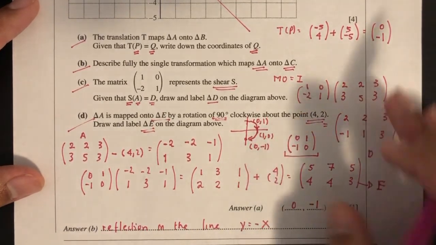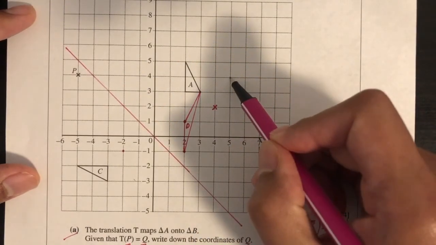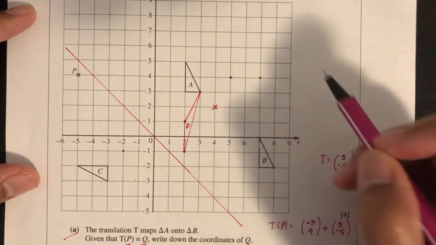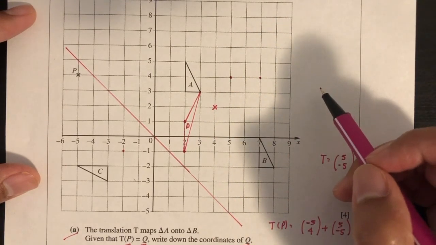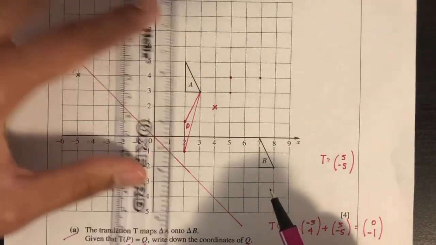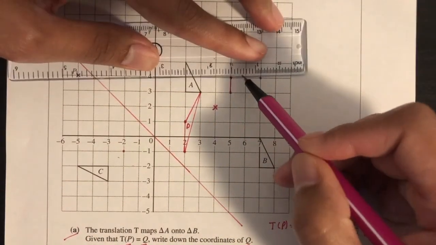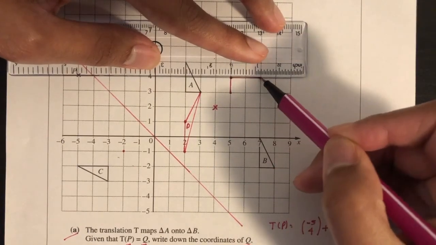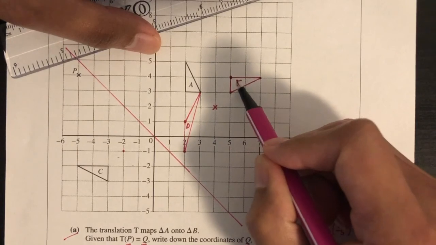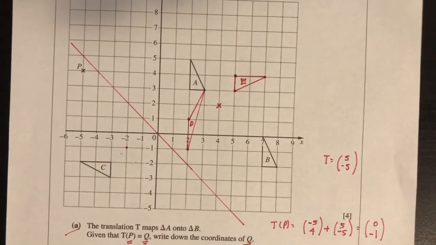So let's plot this. First point is 5, 4. 5, 4 is here. Then we have 7, 4 is here. And then we have 5, 3. 5, 3 is here. Okay, so that is your rotation 90 degrees about the center 4, 2. And don't forget to label this as your triangle E. Okay, so that was the last question of this paper.